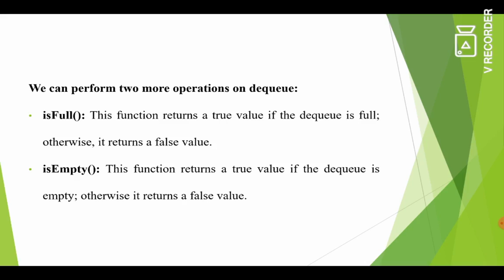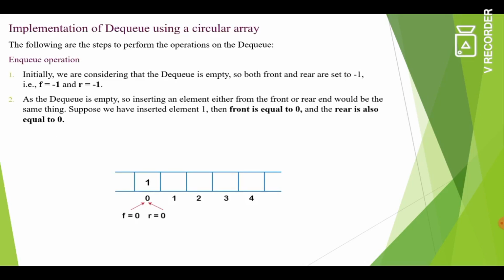Is full is a function which is used to check whether the DQ is full or not. If the DQ is full, it returns true value, otherwise it returns false value. Is empty function is used to test whether the DQ is empty or not. If the DQ is empty, it returns true value, otherwise it returns false value.